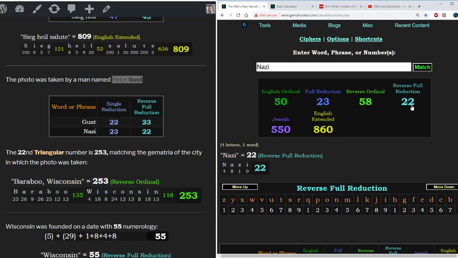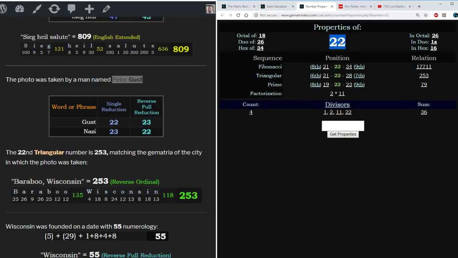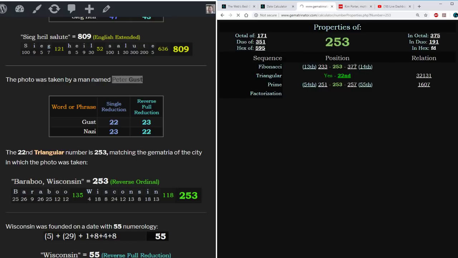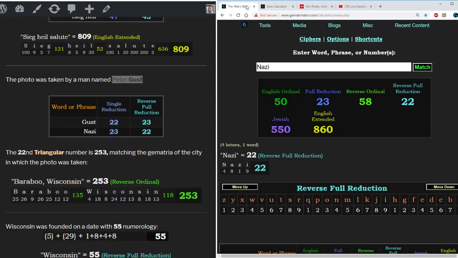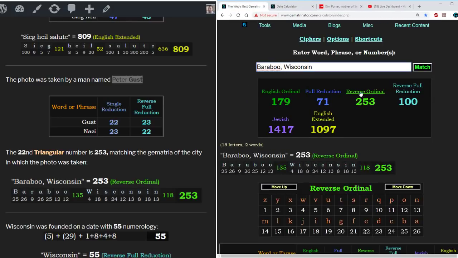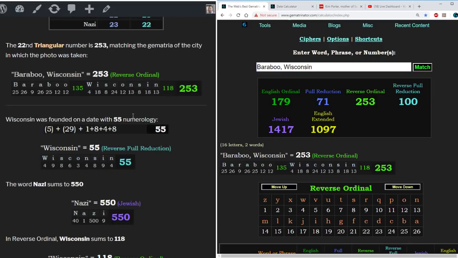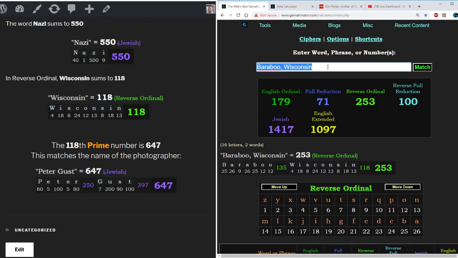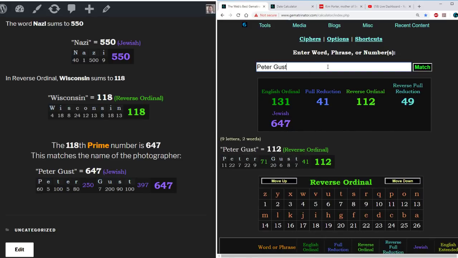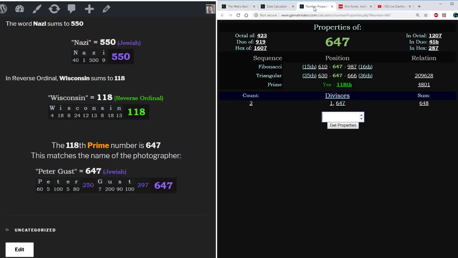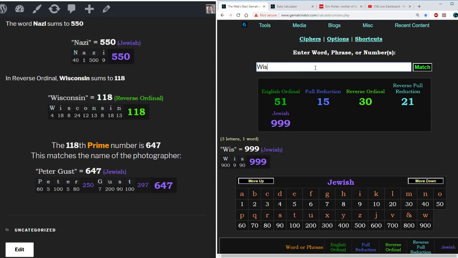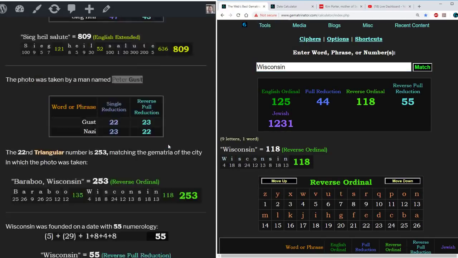If you add every number 1 through 22, like the gematria of Nazi, you get 253. We call this the 22nd triangular number. In gematria, Baraboo, Wisconsin equals 253. Finally, this name, Peter Gust, has Jewish gematria of 647, which is the 118th prime number. And again, this story is taking place in Wisconsin, which sums to 118 reverse.